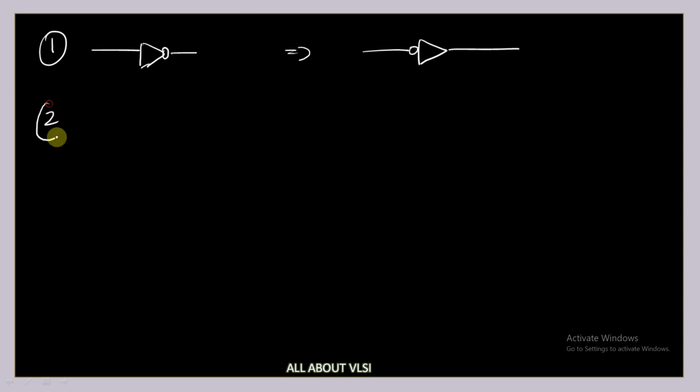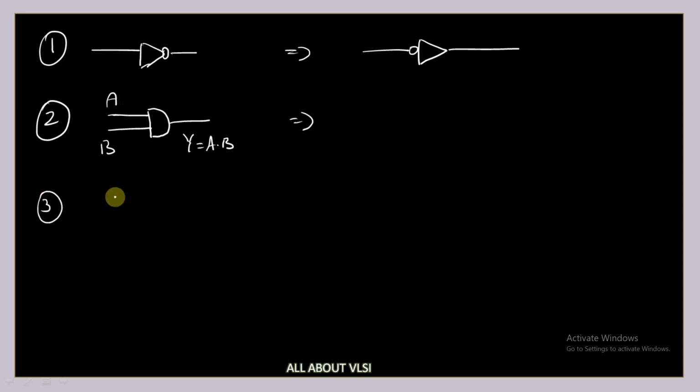Now, what may be the alternate representation of your AND gate? Let's say this is A and this is B. Y is equal to A dot B. And followed by your OR gate, what may be the alternate representation of your OR gate? A, B, Y is equal to A plus B.